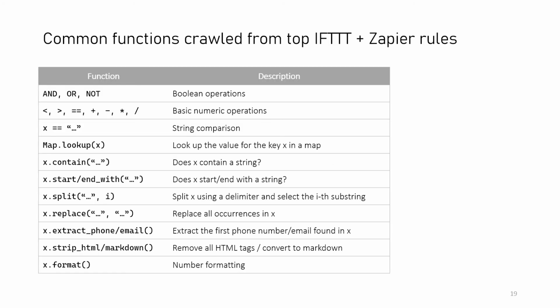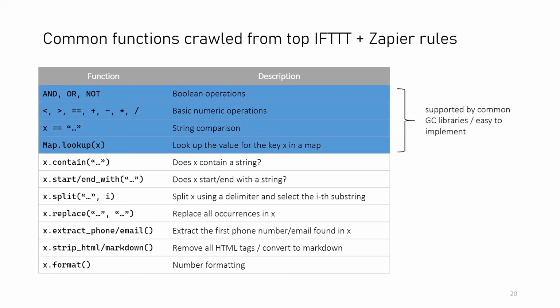Okay, so until now, there is one important catch I have not talked about yet. In crypto protocol, every function is represented as a circuit. In theory, this is achievable. However, in practice, not every function can be converted to a circuit efficiently. So, in order to understand how many real-world rules we can support, we did a crawling of top IFTTT and Zapier rules to find the commonly used functions.